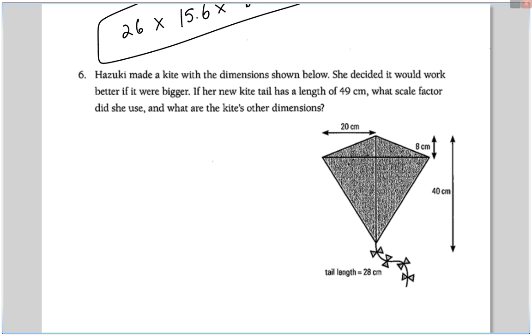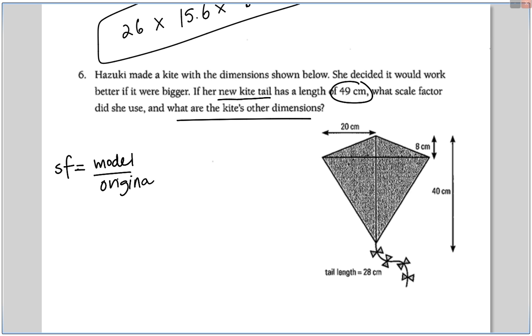Here we have a kite. They want to make it bigger. Her new kite tail has length 49. What scale factor did she use? What are the kite's other dimensions? Okay, so with scale factor, it's always the model on top of the original. So the model is always the new thing. So it says the new kite tail has 49 centimeter.